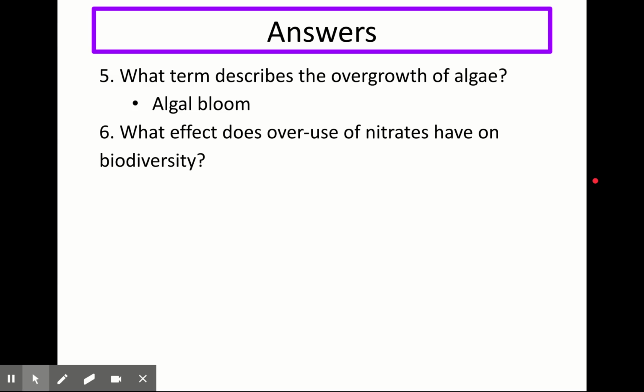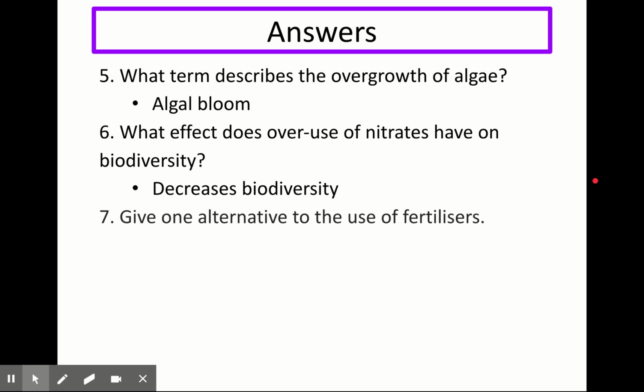Number 6 asks, what effect does overuse of nitrates have on biodiversity? So for this one, again, it's what effect, so they're looking at increase, decrease, or stay the same. So the answer here would be a decrease. So it decreases biodiversity. Number 7 asks you to give one alternative to the use of fertilizers, and that is genetically modified or GM crops.